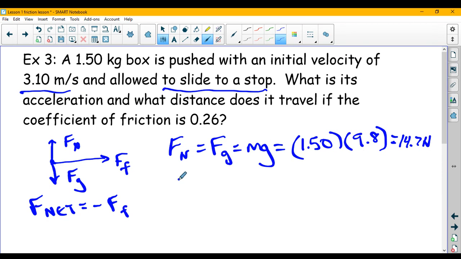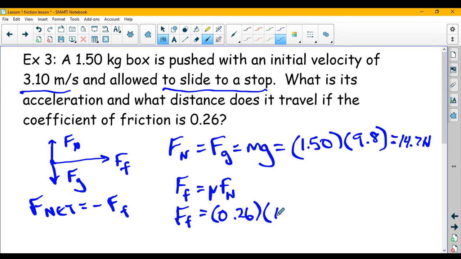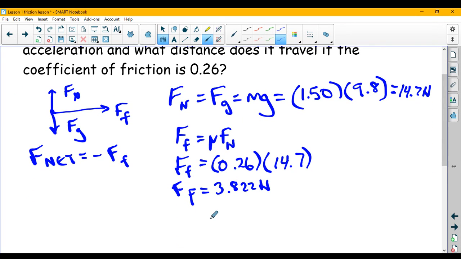Why is it important? Well, because we can remember the friction equation. The friction equation will give me my numerical value for my amount of friction. And I have everything I need to solve for friction right now, right? I know my coefficient, that's in the question, right? 0.26. And I know my normal force. So I'm going to multiply and find my value. And I find my friction force is going to be 3.822. I'm going to keep those digits because I'm not done yet. This is not my final answer. I like to keep my accuracy and do my rounding with sig figs at the end.